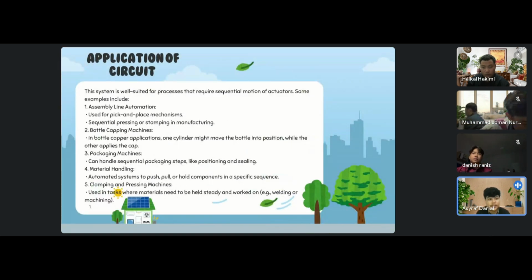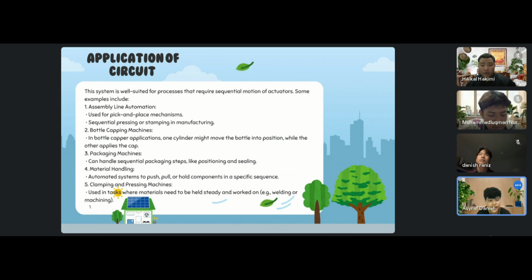And I will explain more about the application of the circuit. The system is well suited for processes that require sequential motion of actuators. Some examples include, first, assembly line automation used for pick and place mechanisms, sequential pressing or stamping in manufacturing, and second, bottle capping machines. In a bottle capping application, one cylinder might move the bottle into position while the other applies the cap, which is what we are currently talking about.